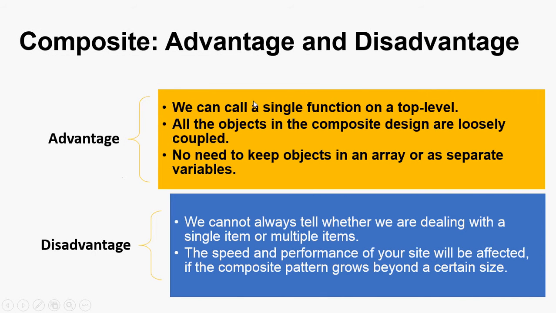And the benefit of using this is quite obvious. We can call a single function on a top level and have it apply the same results to any or all of the nodes within the structure. And also, all the objects in the composite design are loosely coupled, and there is no need to keep objects in an array or separate variables. However, we cannot always tell whether we are dealing with a single item or multiple items. And also, the speed and performance of our site may be affected if the composite pattern grows beyond a certain size.